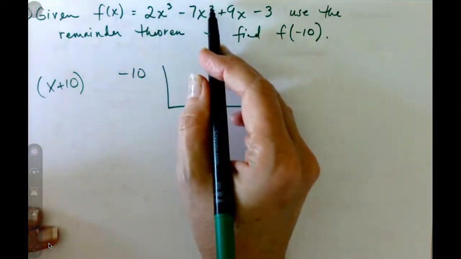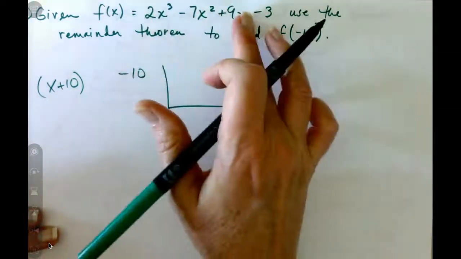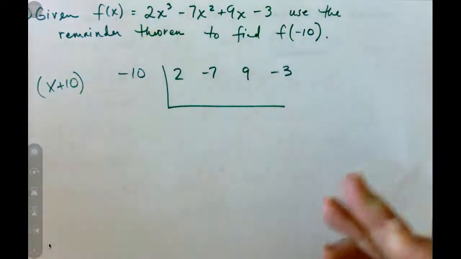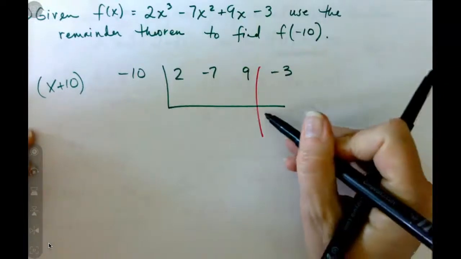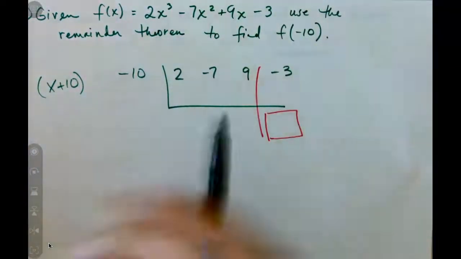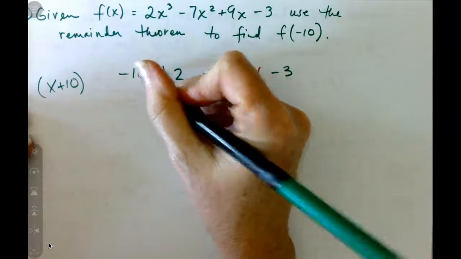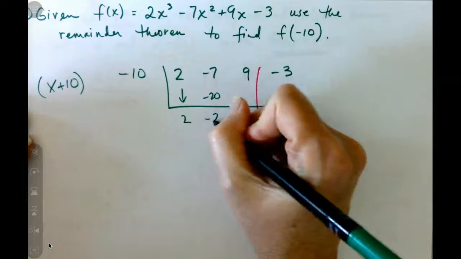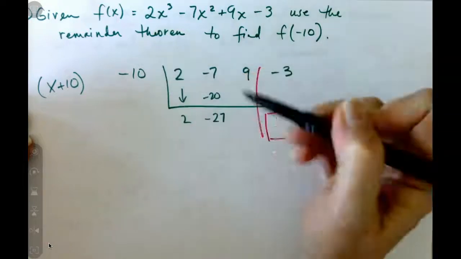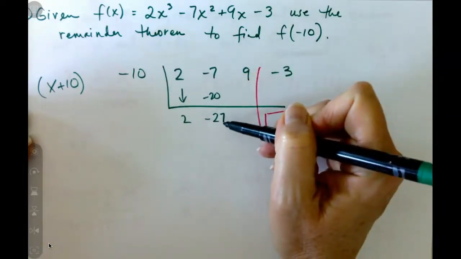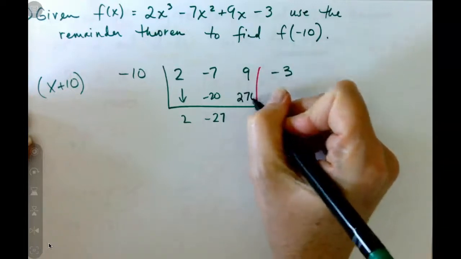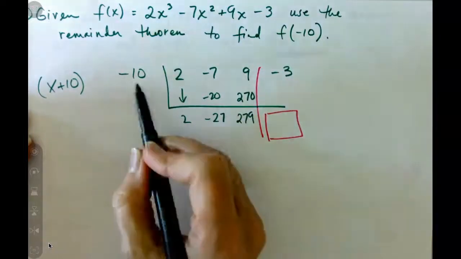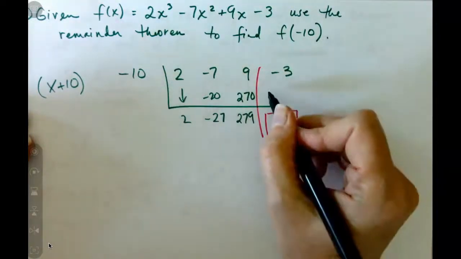2x cubed, 7x squared, 9x minus 3. 3, 2, 1, none. They're all there. 2, negative 7, 9, and negative 3. We are after the remainder. Bring down 2. Negative 10 times 2 is negative 20. Negative 7 and a negative 20 is negative 27. Negative 10 times negative 27 is 270. 9 plus 270, 279.